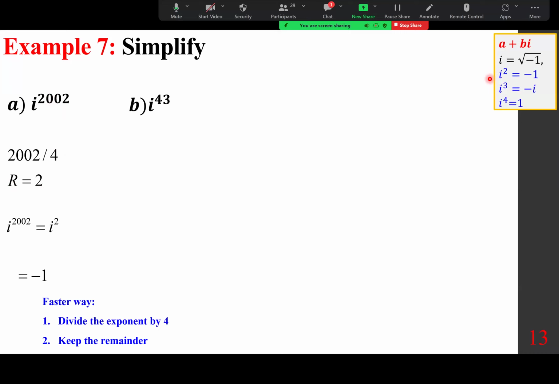Let's look at i to the power of 43. 43 divided by 4, the remainder is 3. And so i to the power of 43 is i cubed, which makes it -i.